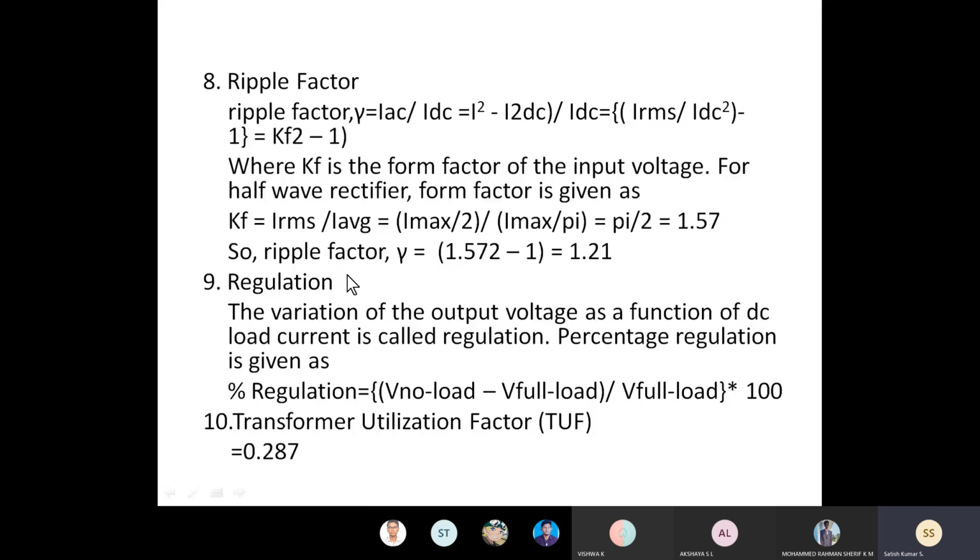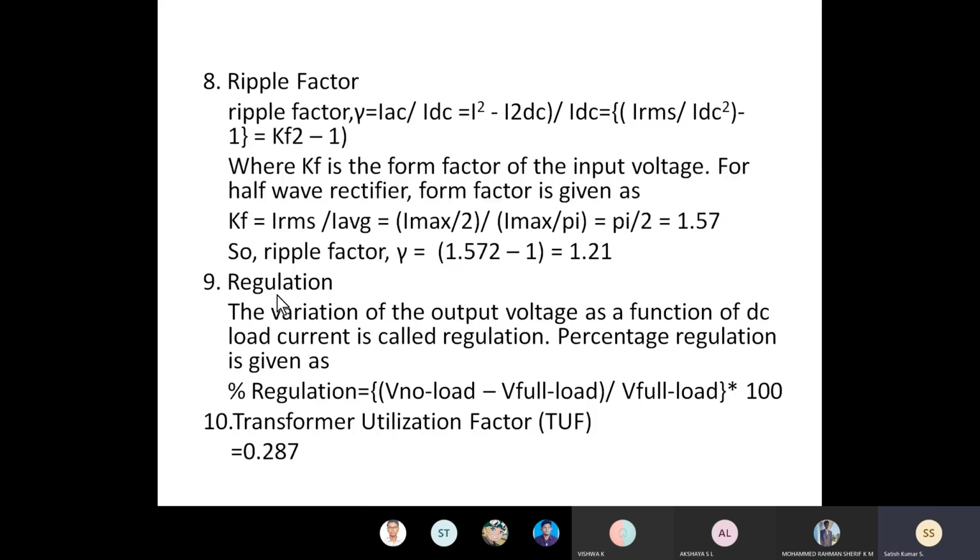Ripples mean the unwanted waves which will be present in your output waveform, and we have to remove them. The ripple factor must be a lower value, but here we are getting a very high one. A high ripple factor we won't prefer for our applications. So here the ripple factor is 1.21.